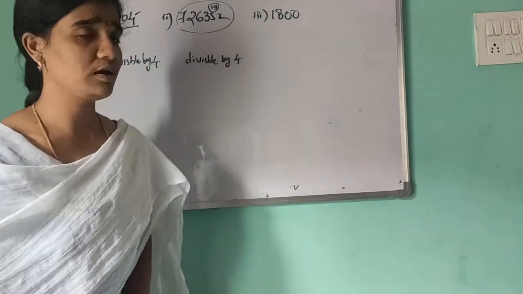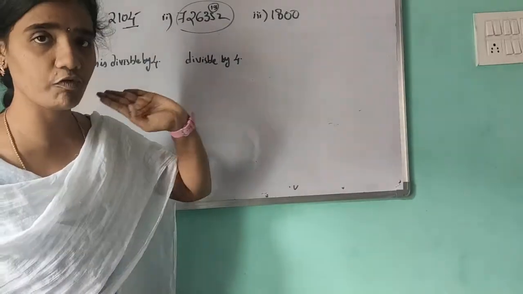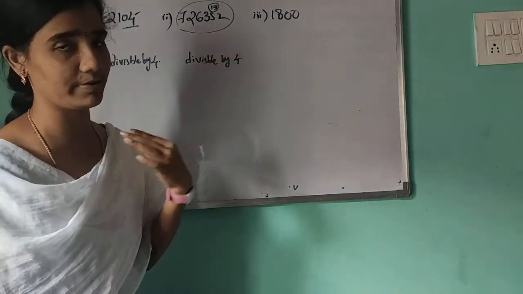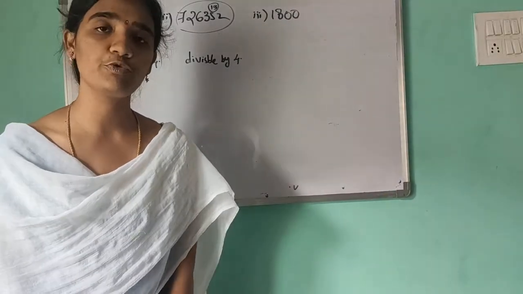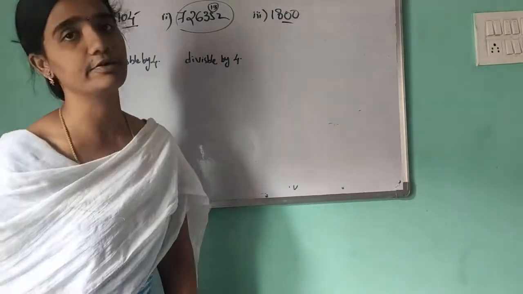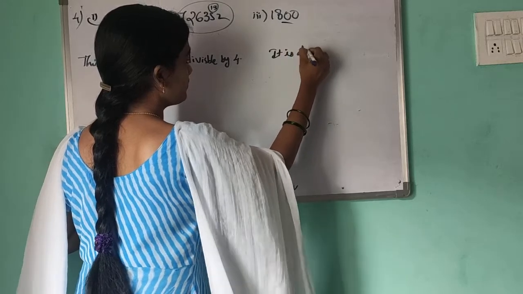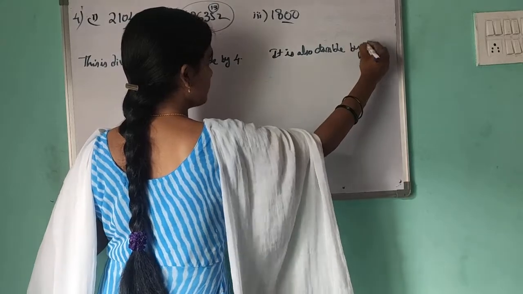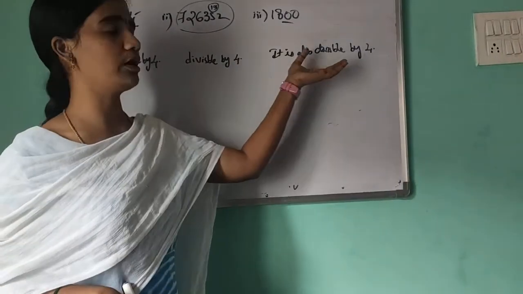Coming to the third one. We all know the divisibility rule of 4: if the last 2 digits are divisible by 4, then the whole number is divisible by 4. Or if the number ends with 2 zeros, the whole number is also divisible by 4. They are having 2 zeros. So the whole number is divisible by 4. Now we have completed the divisibility rule of 4.